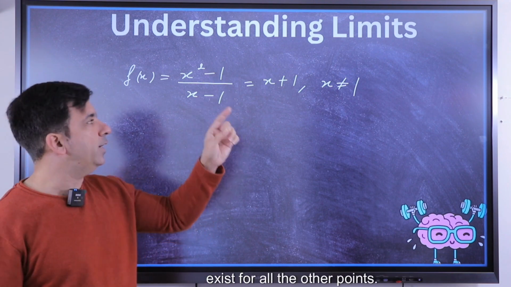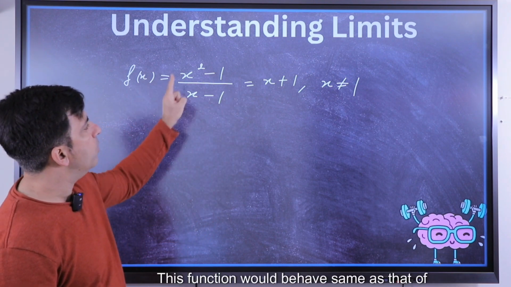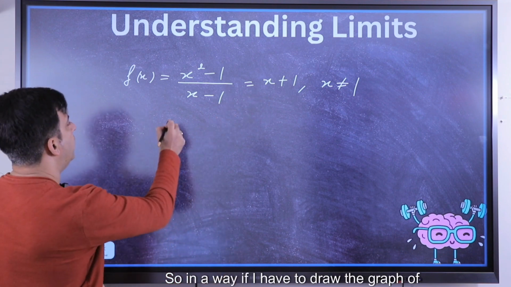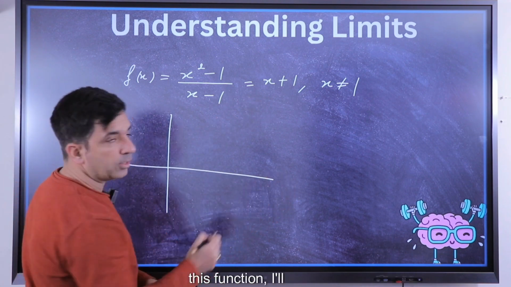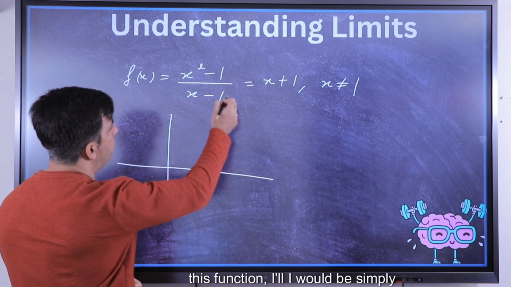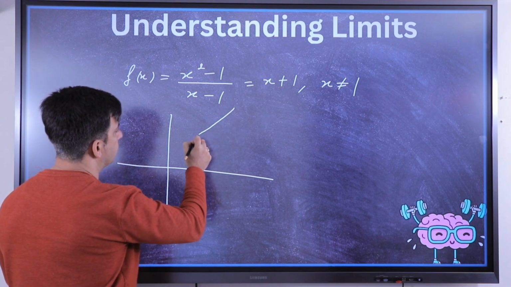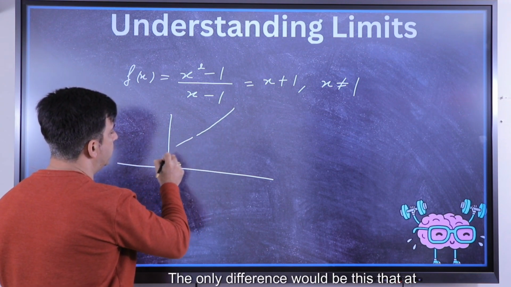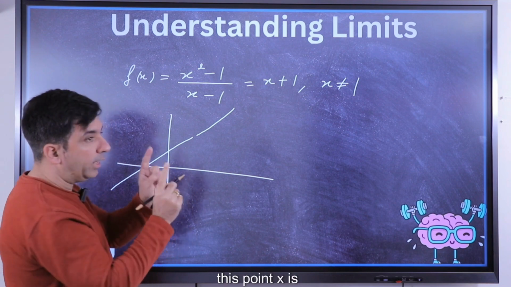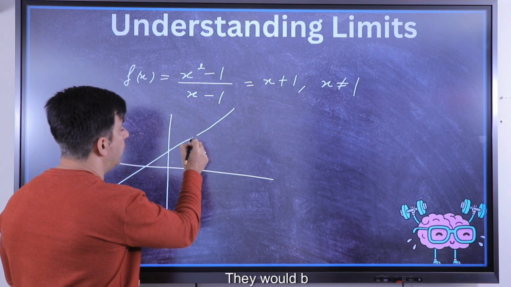For all the other points, this function would behave same as that of x plus 1. So in a way, if I have to draw the graph of this function, I would be simply drawing this line once again. The only difference would be this, that at this point x is equal to 1, there would be a gap.